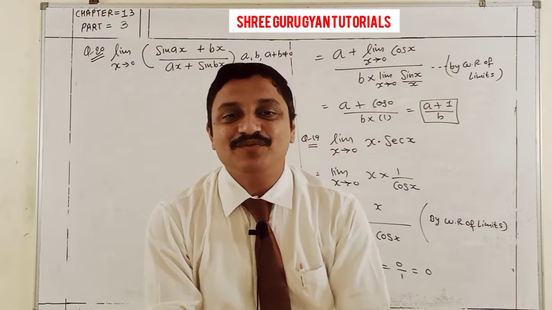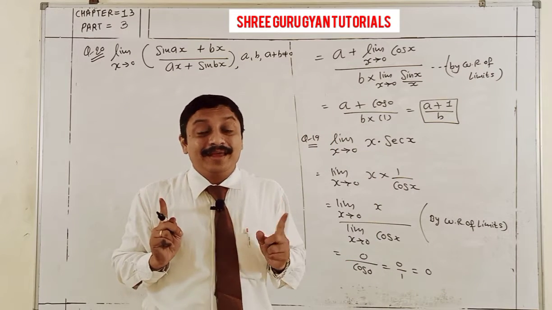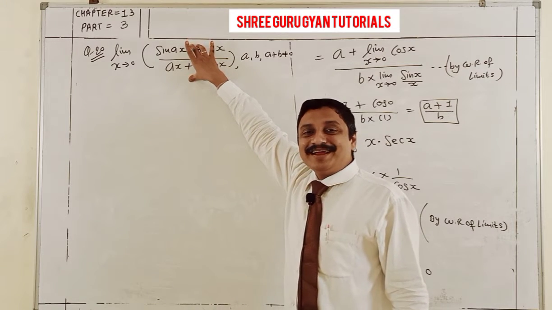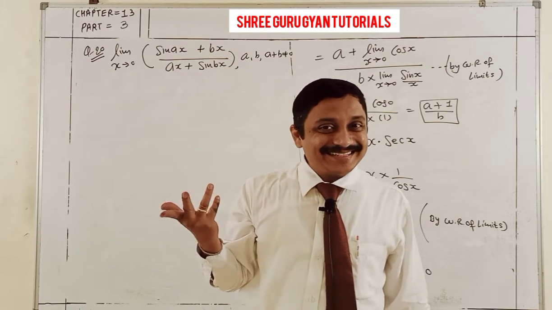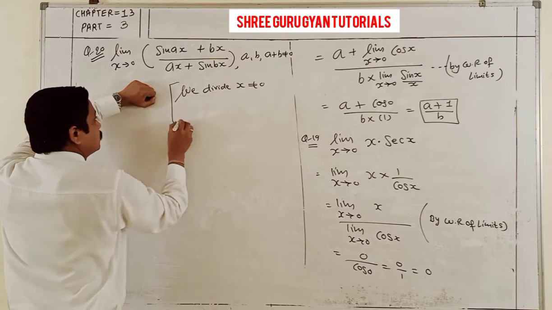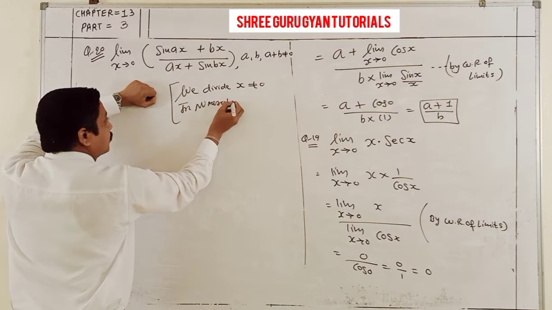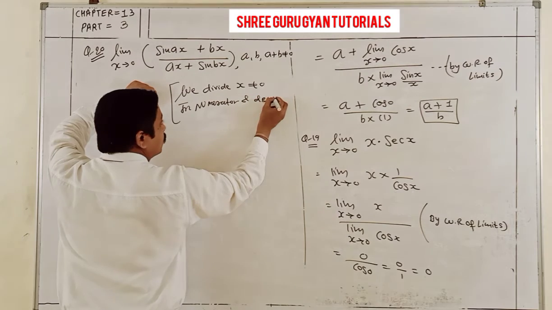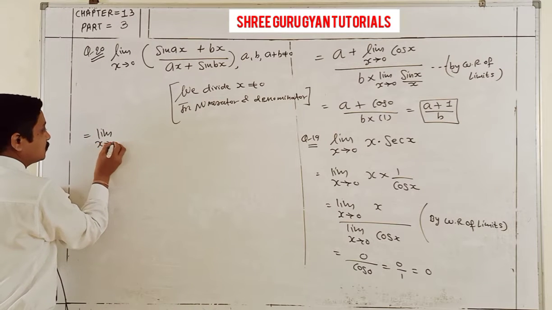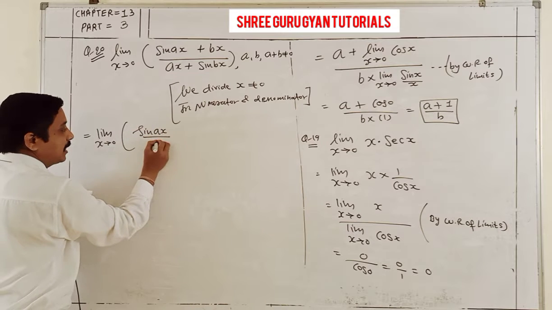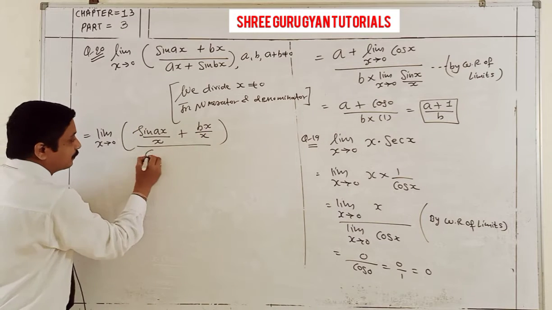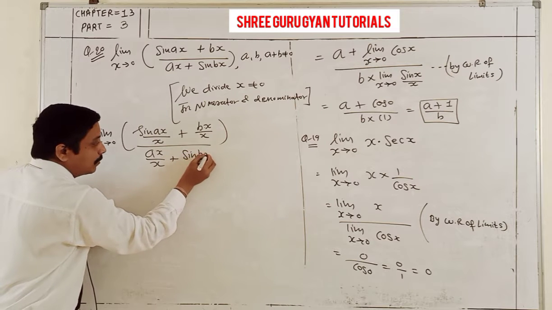So very simple. Students, your formula is known, sin x by x is 1. And also I will rebalance your coefficients. So before operating anything, I just divide numerator and denominator by x, x not equal to 0. So you get here sin ax by x plus sin bx by x, upon that also same upon x.